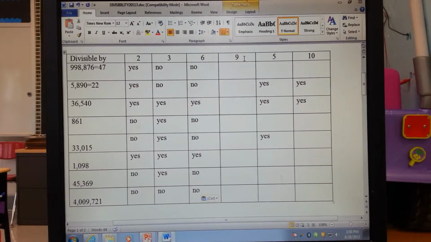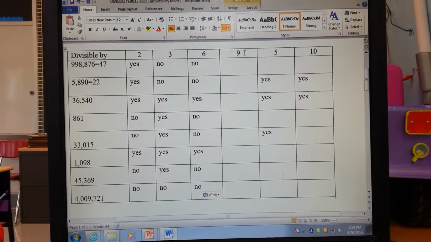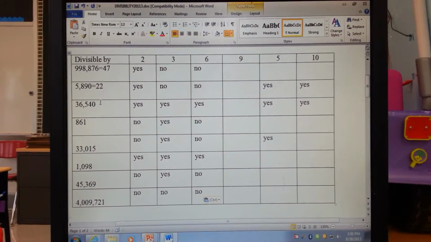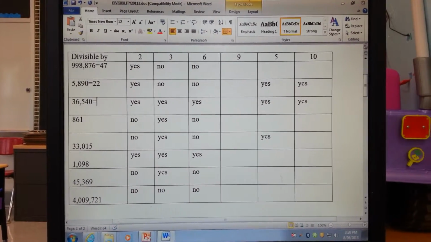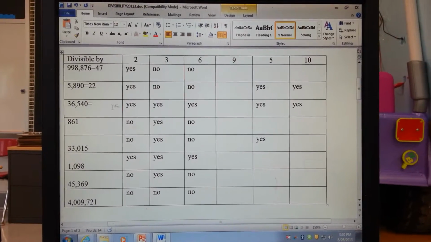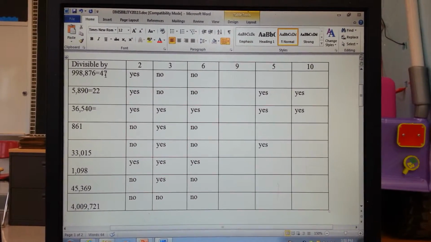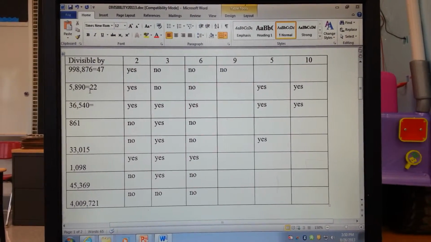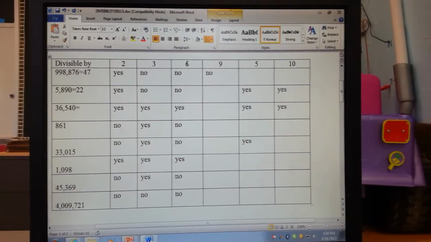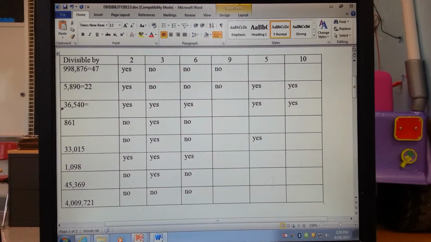All right, now the rule with the 9s. When you add these numbers up, once again, if the sum is a total of something divisible by 9, it'll work. So let's find this. 9 doesn't go into 47. That's a no. 9 doesn't go into 22. No.